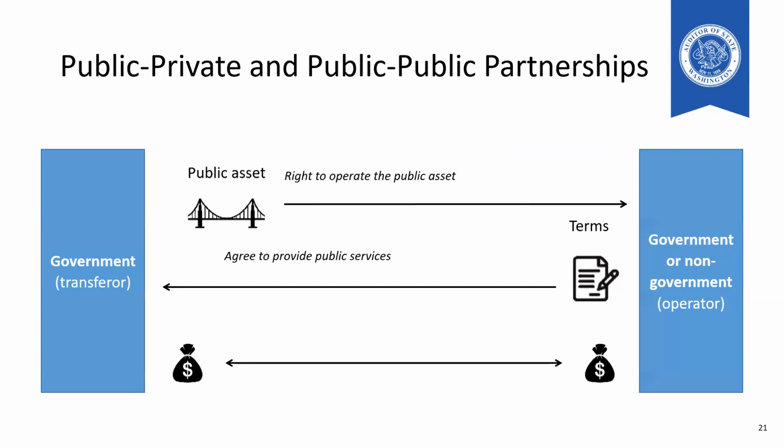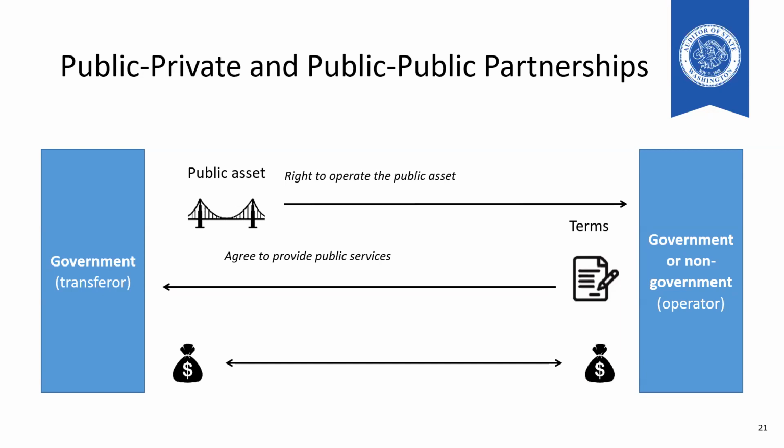So hopefully this visual makes it a little easier to understand. On one side, we have the government transferor. In order for this to be a PPP, the transferor must be a government. On the other side of the transaction, we have the operator. Now, the operator can be another government, in which case this would be a public-public partnership, or the operator can be a non-governmental entity, in which case it would be a public-private partnership.